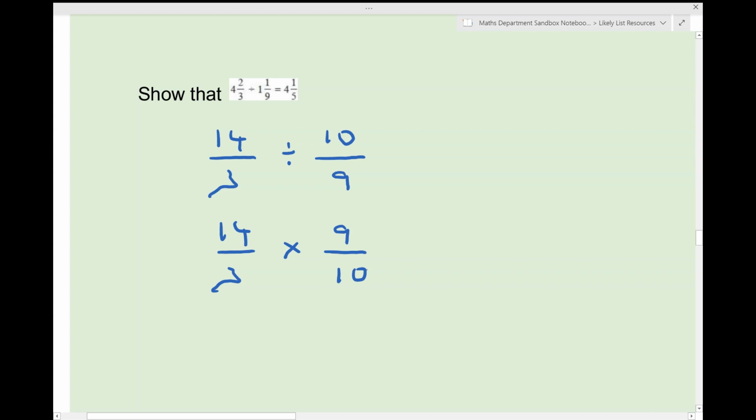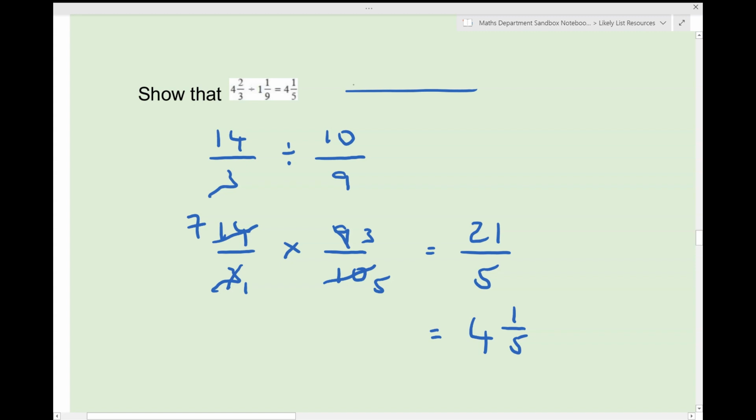2 goes into those. 2 goes into 10 5 times. 2 goes into 14 7 times. 3 and 9, 3 goes into 3 once. 3 goes into 9 3 times. 7 times 3, 21. 1 times 5 is 5. 21/5. How many 5s in 21? 4 with 1 left over. 4 and a 5th. Check the question. Have we shown that 4 2/3 divided by 1 1/9 equals 4 1/5? Yes, we have, and that is the question finished.